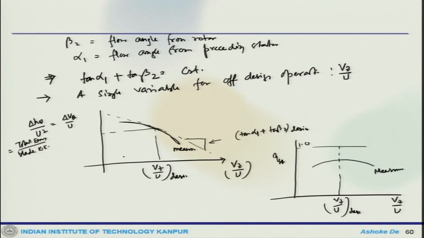So, from this curve, a small departure from the design conditions of delta H naught by u square agrees quite closely with the ideal value and has little effect on the measured stage efficiency. And the second point is that a larger departure from the design case will have large differences between actual and ideal work. This is due to possible boundary layer separation. One can look at this parameter by analyzing beta 1, which could be uniquely determined by Vz by u and other parameters.